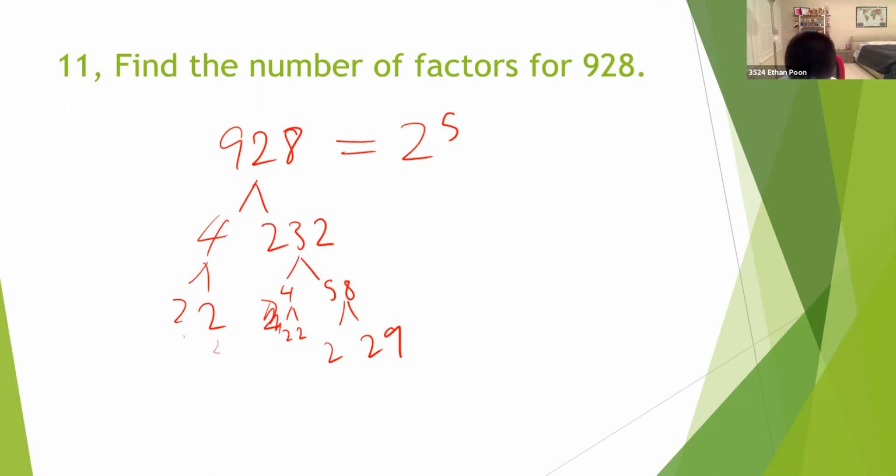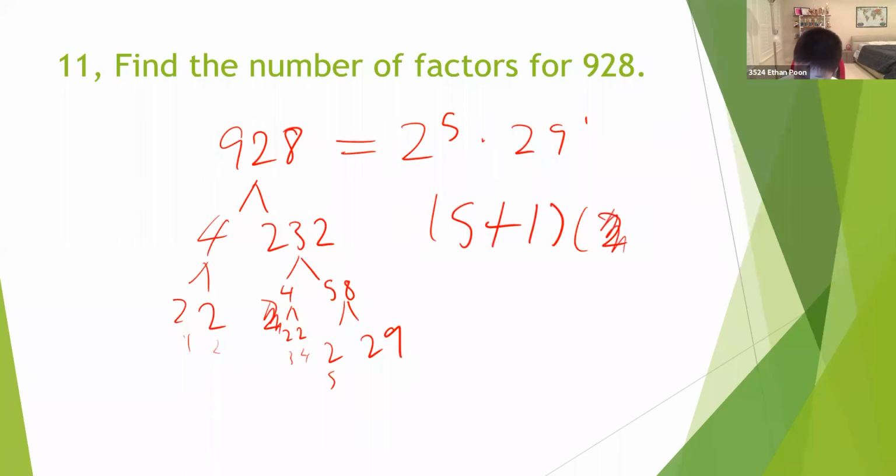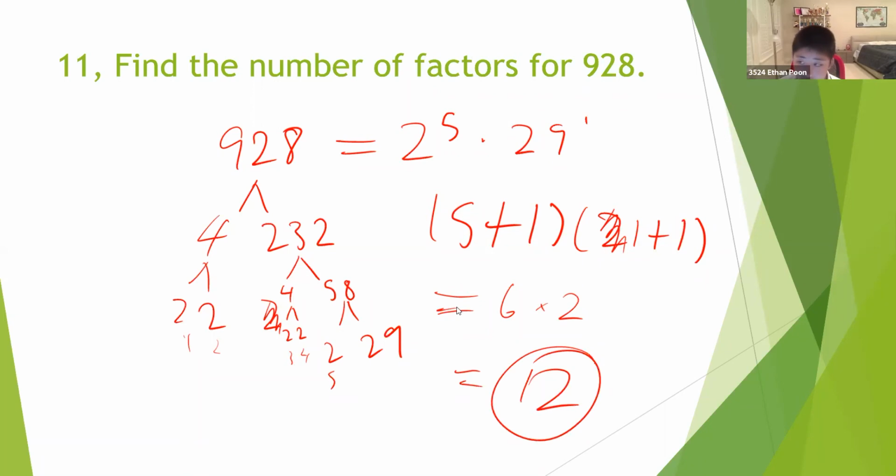So 2 to the 5th times 29 to the 1. Using our formula from earlier, we get 6 times 2 equals 12. So 928 has 12 factors. So are you guys okay with that? I'm going to move on. Any questions? You can type in the chat once again.